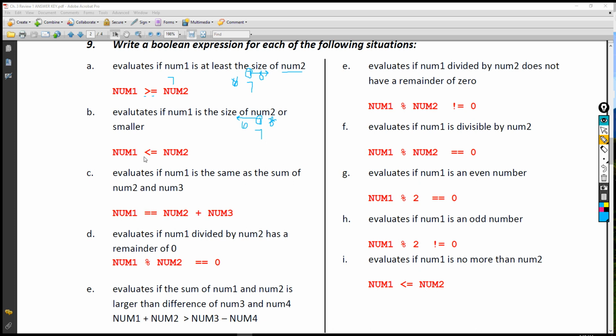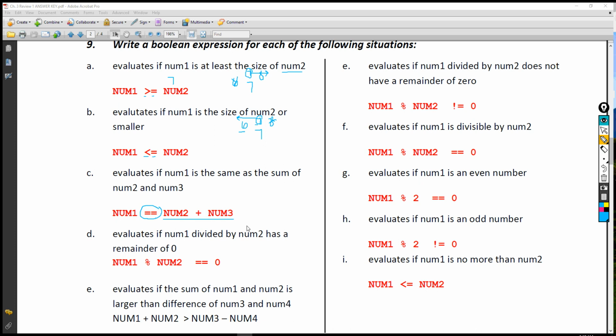So that's why we say less than or equal to. It's either less than or it's equal to. Okay, evaluates if num1 is the same as the sum. All right, so the same, we have to have an equals equals, not just an equals. So evaluates if num1 is the same as the sum, which is just adding them together.